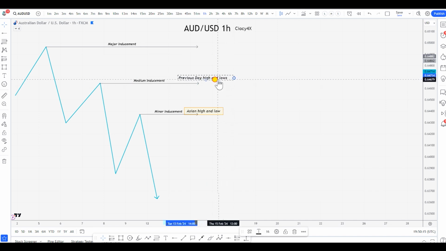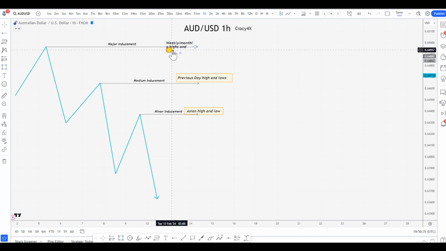And then finally, if you have a little bit of experience, you can already understand that the last one, the major inducement, refers to anything that goes for weekly or monthly highs and lows. So far so simple, nothing complex, nothing crazy. That's what the three types of inducement are about.